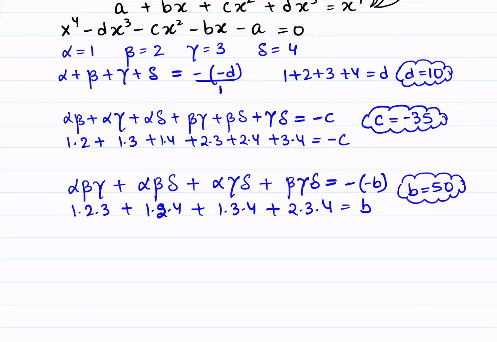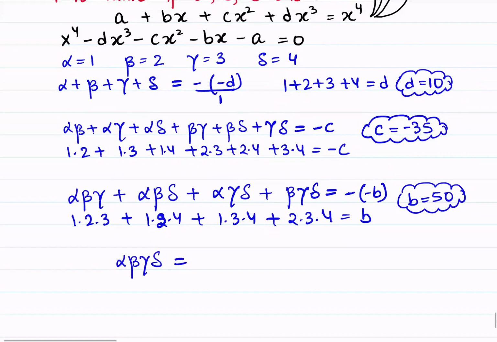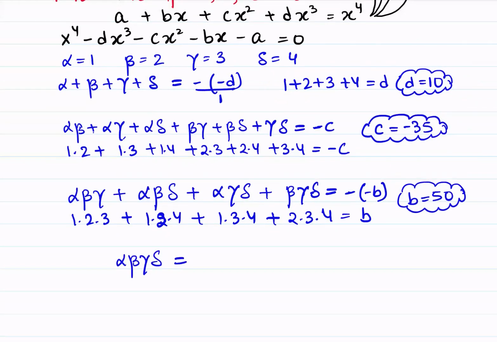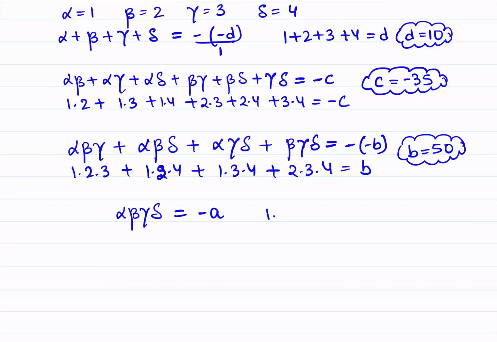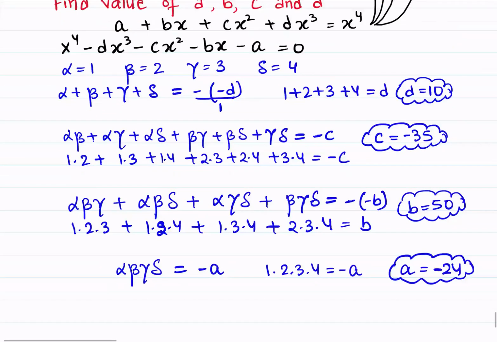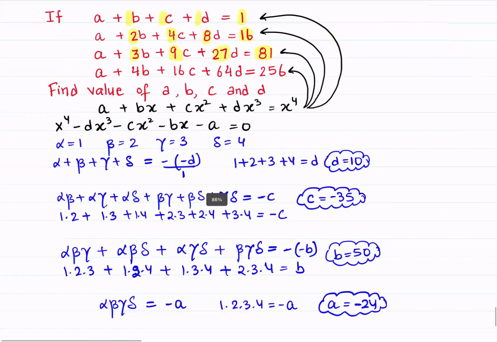The fourth relation is the product of all the roots, alpha beta gamma delta. So this is constant term upon coefficient of x raised to power 4. So the constant term here is minus a upon 1. Putting the values here, we get 1 times 2 times 3 times 4 is negative a, or a is minus 24. And that's the solution, the values of A, B, C and D.